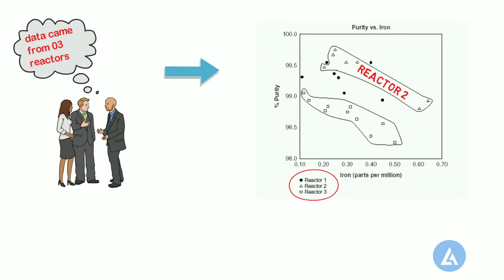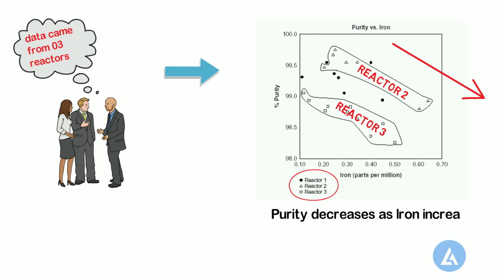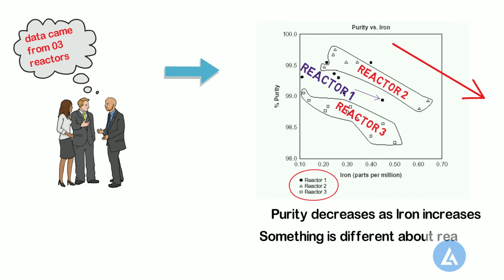The data from reactor 2 and reactor 3 are circled. Even without doing any calculations, it is clear that for those 2 reactors, purity decreases as iron increases. However, the data from reactor 1, the solid dots that are not circled, do not show that relationship. Something is different about reactor 1.